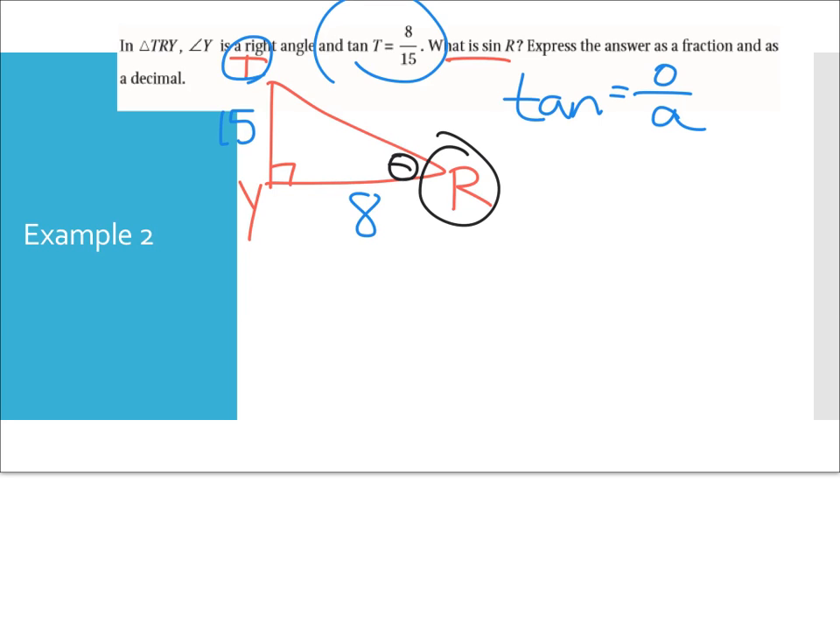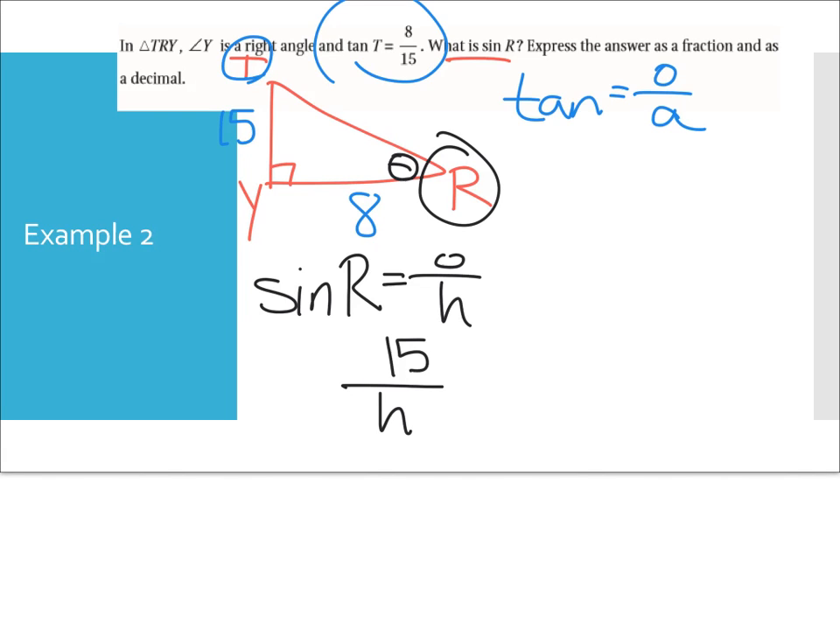Well, if I'm sitting at R and want to know the sine of R, I need to know O over H. Opposite of R is a 15 for sure, but I don't know H. So since I don't know H, my only option is to do the Pythagorean theorem because I have two side lengths. So just go to the side and go 15 squared plus 8 squared.